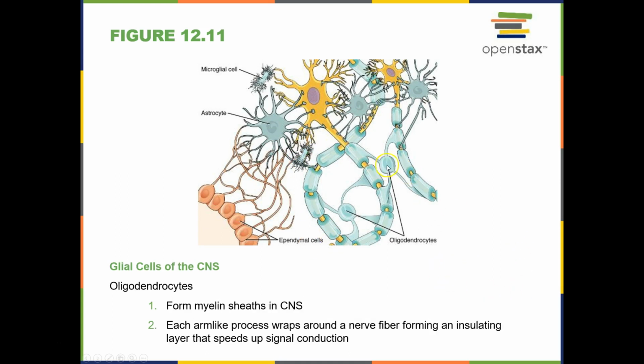And then the oligodendrocytes are your myelin sheath producers of the CNS. So they wrap around multiple neurons. This helps to bind the neurons together as well, and help increase the speed of an action potential.